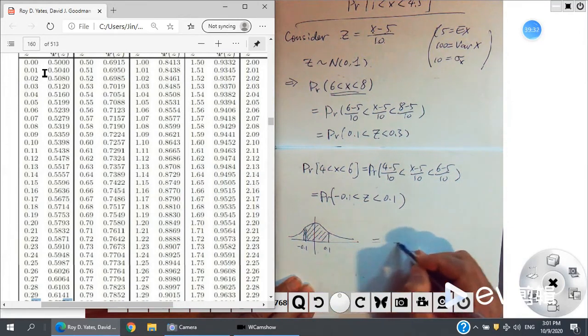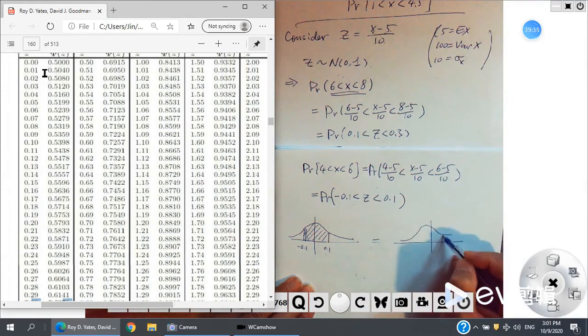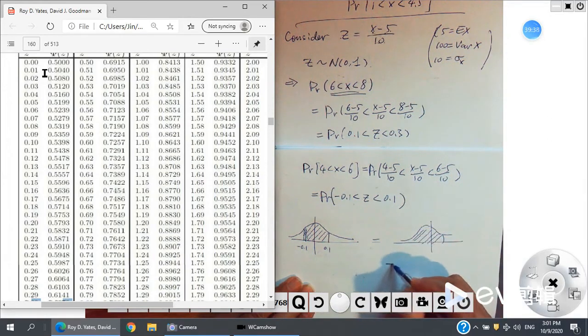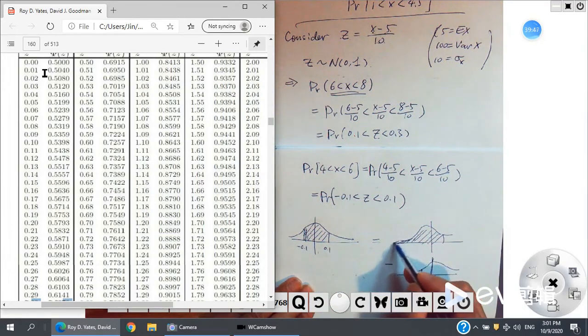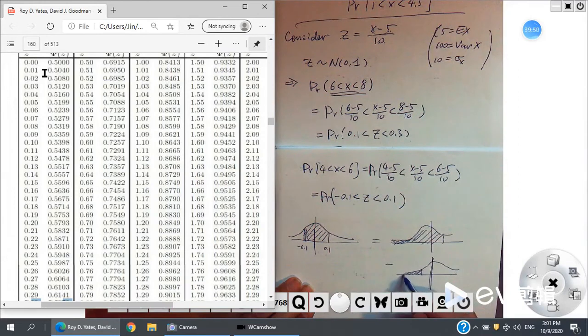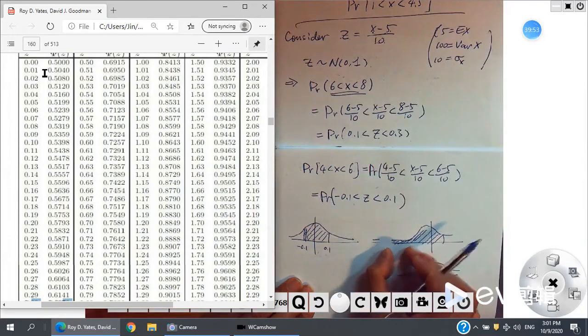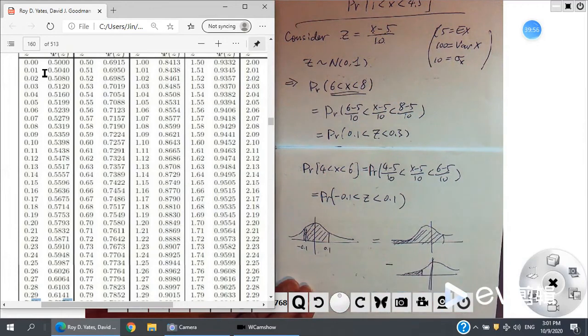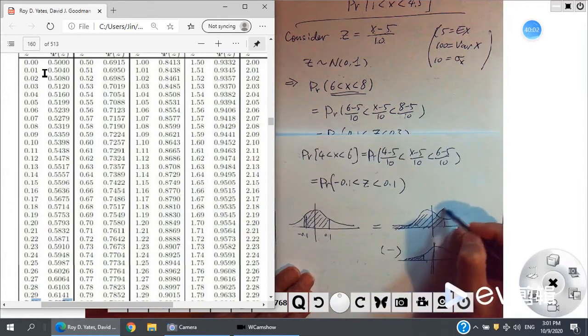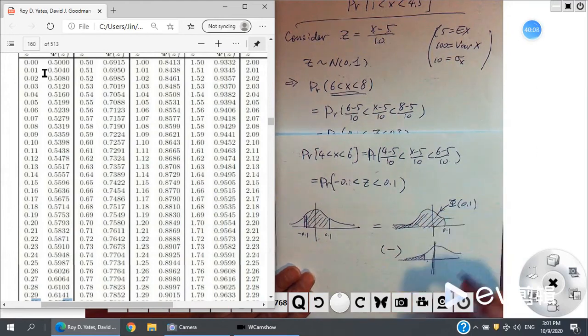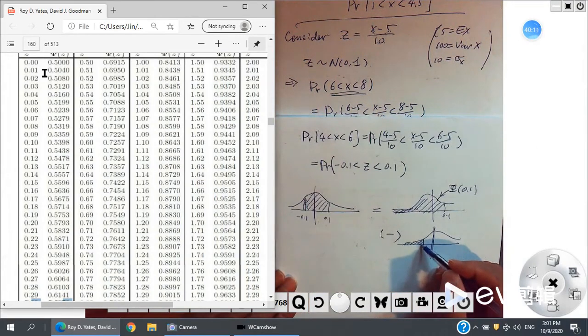Alright. So how to do it? This area is the whole thing, the whole left to negative infinity, and you need to subtract, you need to remove this small piece, right? Remove this small piece. So here's a minus. This one minus this one. This is phi of 0.1, and this one is what? This is phi of negative 0.1.